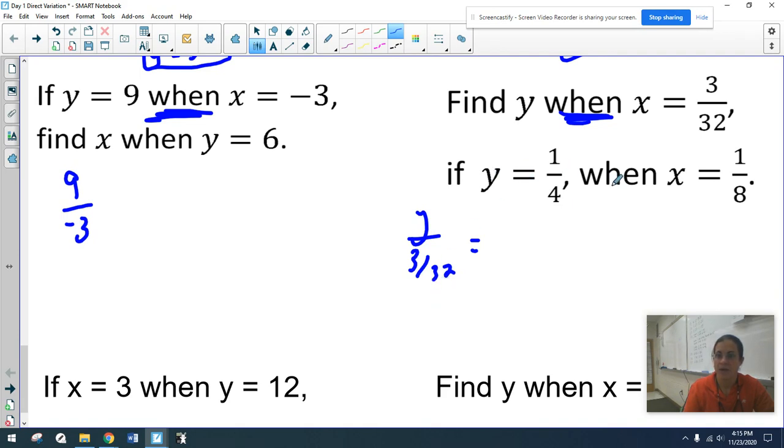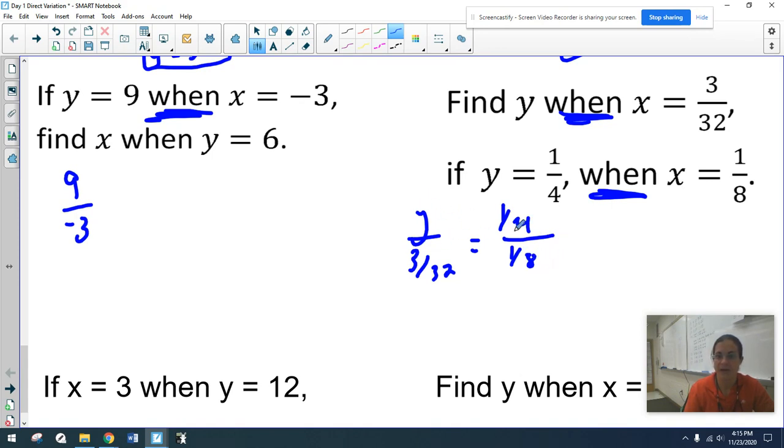And then I've got these two that are connected, 1/4. So I kept my y on top. And then x is 1/8. Now, if you don't like these, change them to decimals. Use the decimal. But if it's a decimal that goes on and on and on, you're going to have to use it and plug it in, the whole decimal.